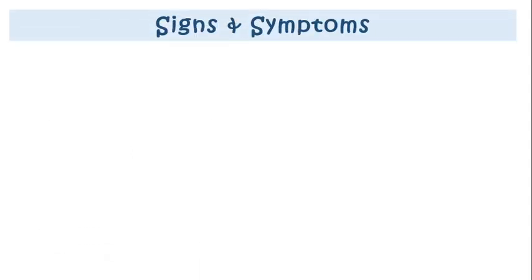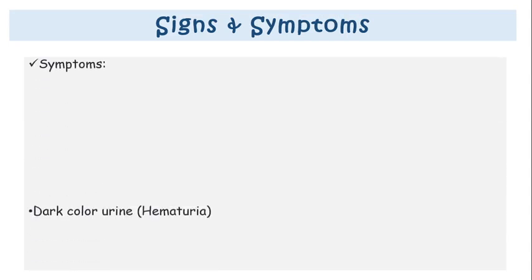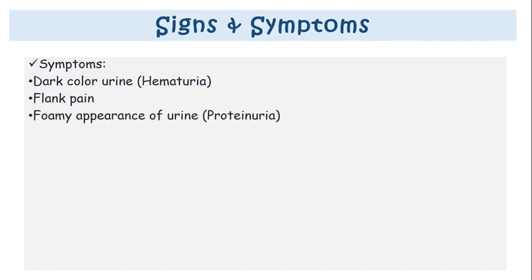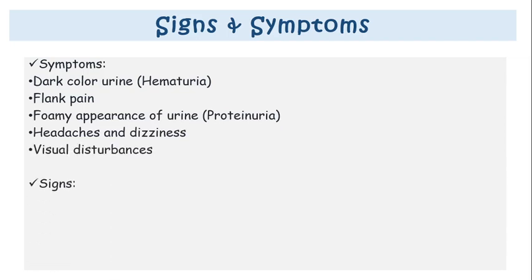So first we'll see the signs and symptoms. So here are the symptoms. There'll be hematuria. Now when the glomerulus is damaged, the red cells are excreted in urine. So urine becomes dark in color. There'll be flank pain or pain in the loin where the kidneys are located. There'll be foamy or frothy appearance of urine due to presence of proteins in urine. There'll be headache, dizziness, visual disturbances. These are the symptoms.